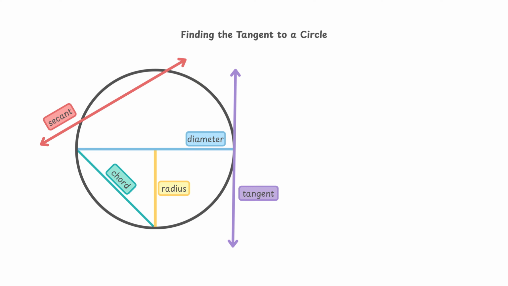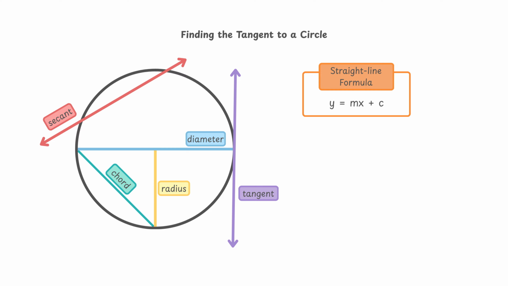Now that we understand the key parts of a circle, let's move on to the key formulas we need in order to find the equation of a tangent. Everything in this process is built around the straight line formula. The formula is y equals mx plus c. Here, m represents the gradient of the line, and c represents the constant, which is the y-intercept. This formula is very important because every straight line can be written in this form. And since a tangent is a straight line, we will use this formula to find its equation.